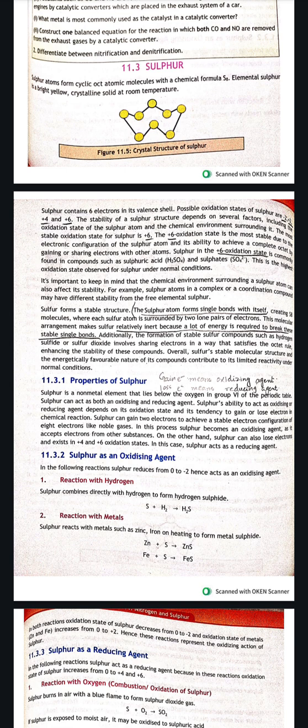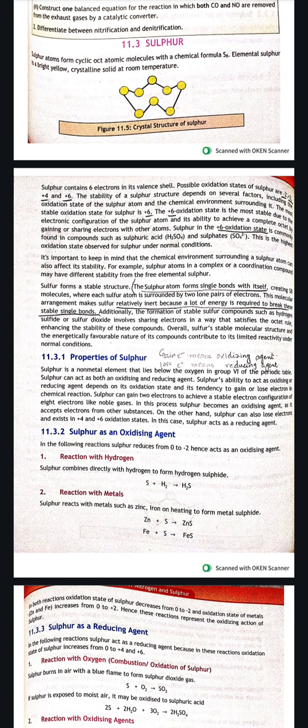The stability of sulfur structure depends on several factors, including the oxidation state of the sulfur atom and the chemical environment surrounding it. The most stable oxidation state for sulfur is +6. The +6 oxidation state is the most stable due to the electronic configuration of the sulfur atom and its ability to achieve a complete octet by gaining or sharing electrons with other atoms. Sulfur in the +6 oxidation state is commonly found in compounds such as sulfuric acids and sulfates.